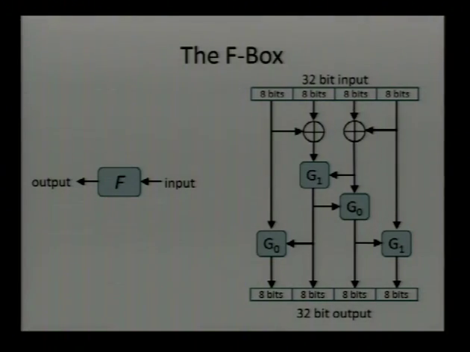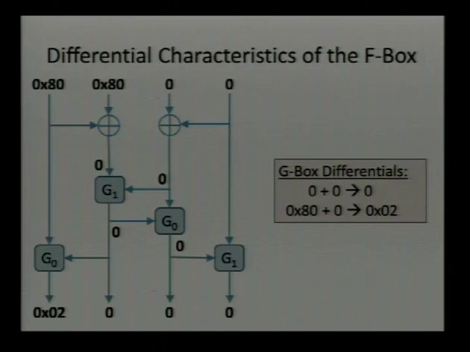The reason we have to learn how the G-box works is because it's used in the F-box. This looks scary, I promise it's not. We can use what we just learned to beat this thing and predict differentials going through it. All right, the first characteristic you can have through this is if you feed it an input differential of 0, you're going to get an output differential of 0 because nothing changed. However, we can use those G-box differentials we found, the 80 to the 2, and we can build another differential through the F-box.